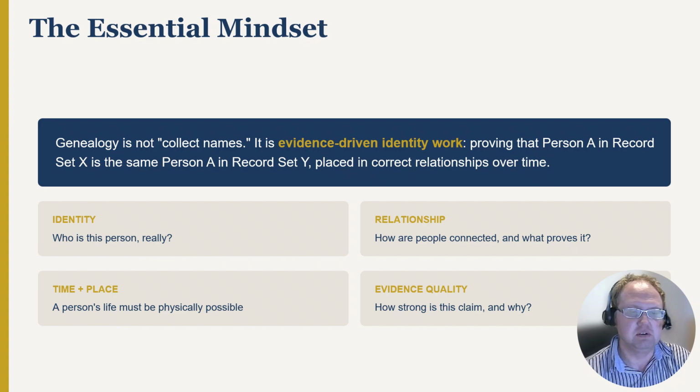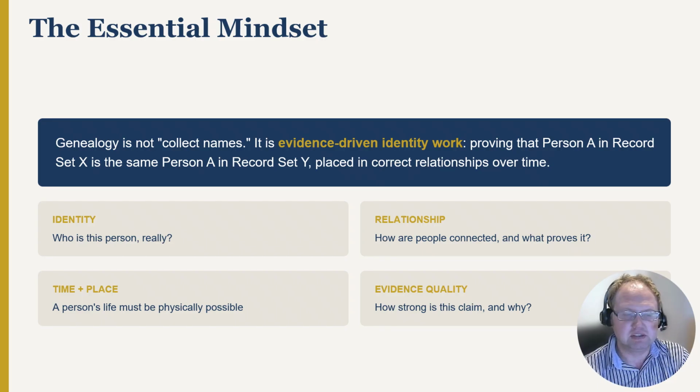This requires that you always track 4 things simultaneously. The first thing is identity. Who is this person, really? Not who you hope they are, not what the hints suggest they might be, but who the evidence actually supports. Relationship. How are these people connected? A record mentioning John Smith, son of William, that's a relationship claim. What proves it? Is it consistent with other evidence that one has or has encountered?